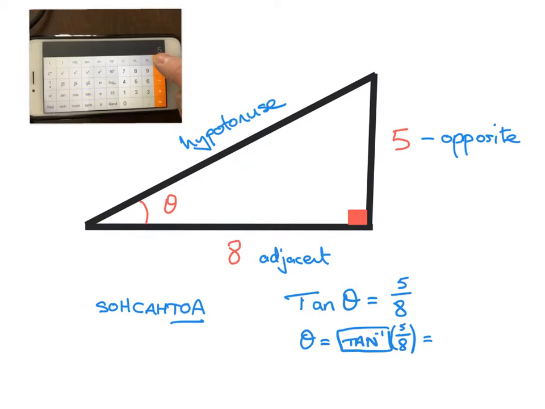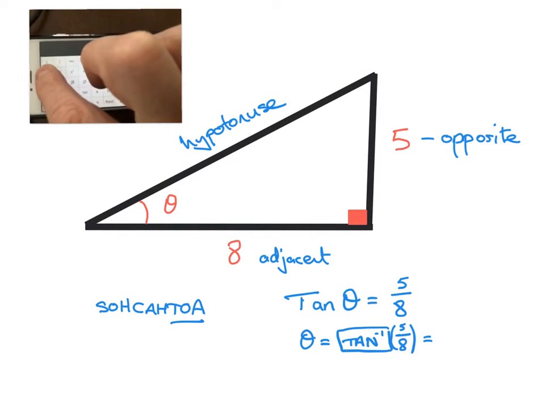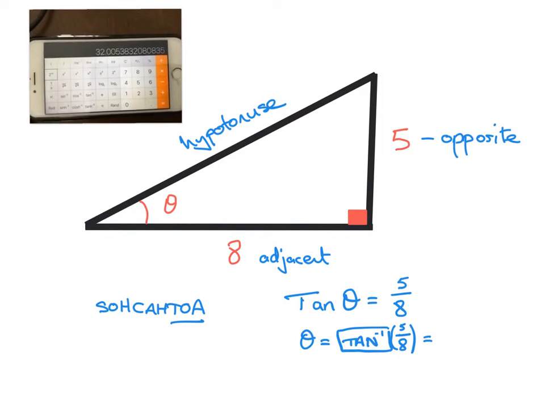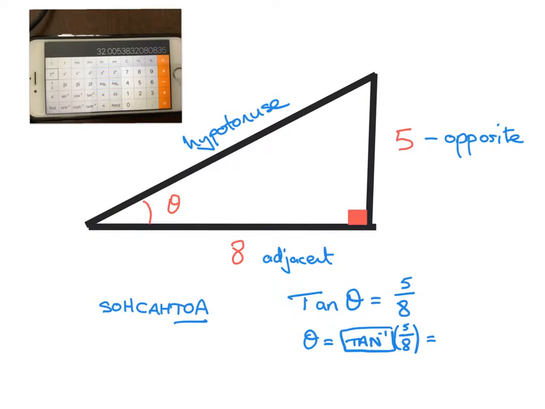So 5 divided by 8, this is on your calculator, equals 0.625, and you want second tan -1, and we get 32.00 degrees, and that's our answer.